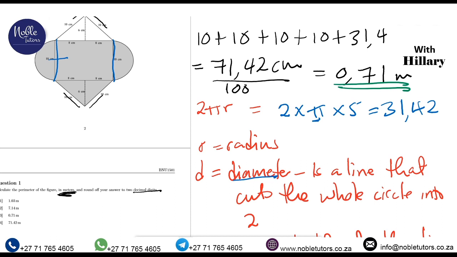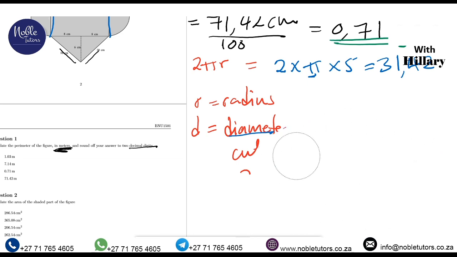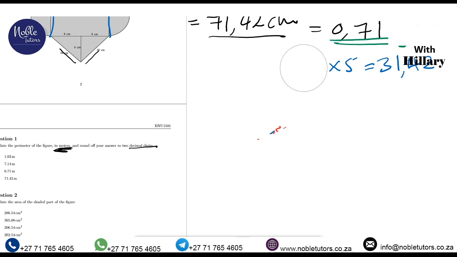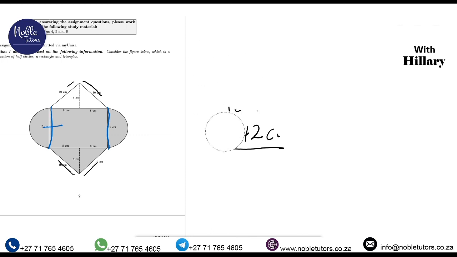So what you need to establish is the radius is half of a diameter, and the diameter is a line that cuts the whole circle into half or into 2. You need to remember that, which is very, very important information, because whenever you're going to deal with measurements, you need to be able to determine the radius, which is half of the diameter. Okay, that was the first example that we do. So you must remember how to determine the radius and what is a diameter.